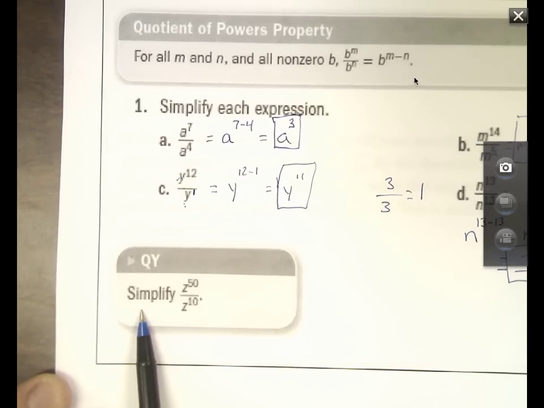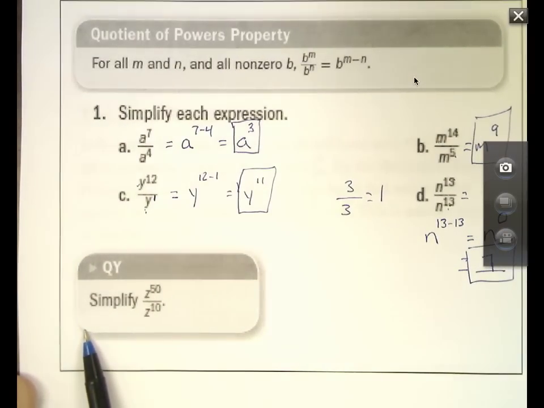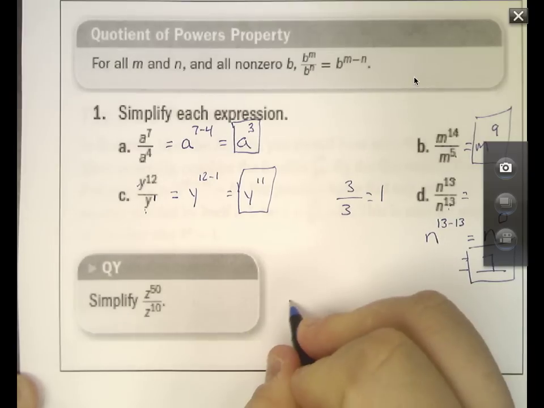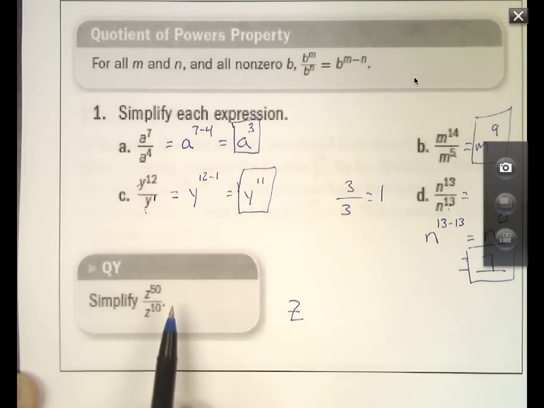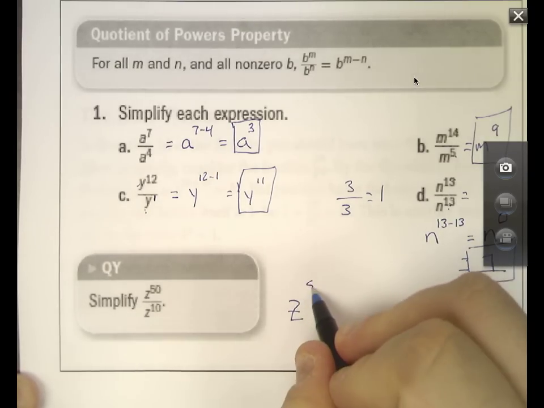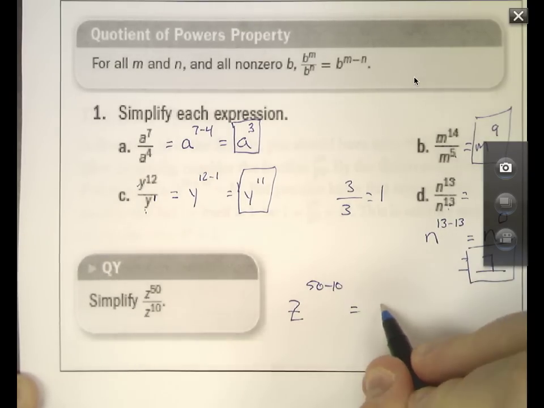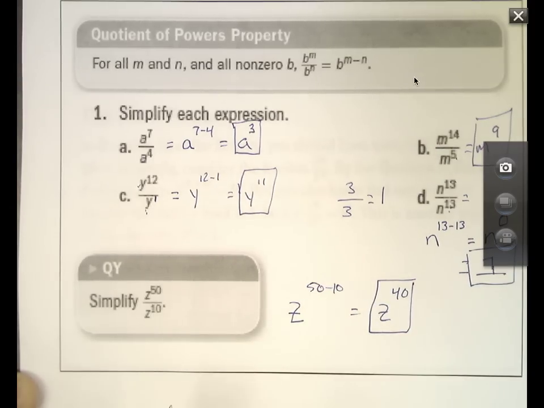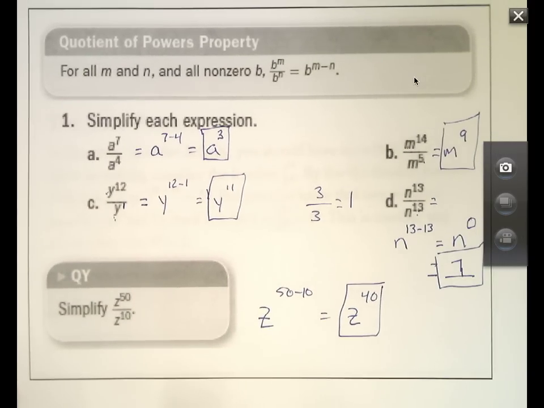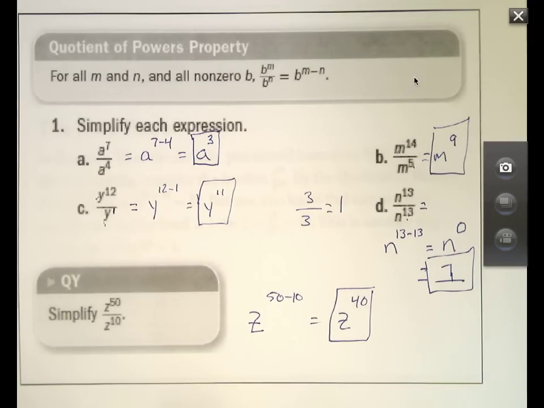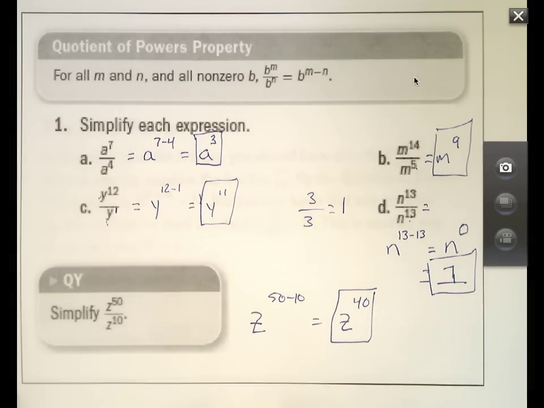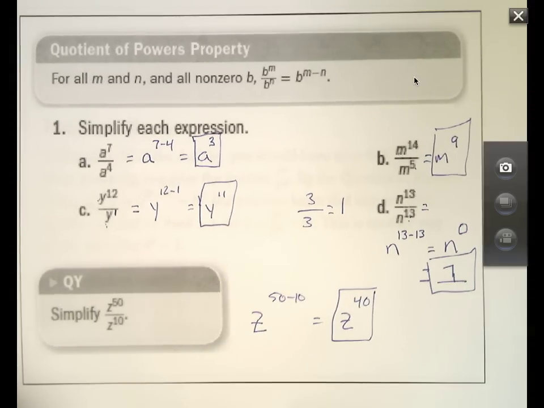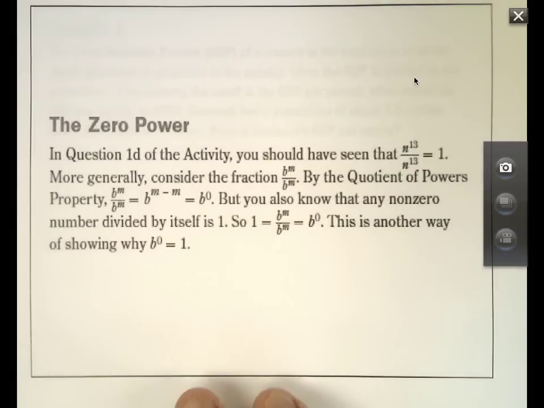Over here, quiz yourself. Same base? Yes. z's. 50 minus 10, you all are going to tell me is 40. Great thing about a lot of these problems is you don't need your calculator. We should all be able to subtract numbers.